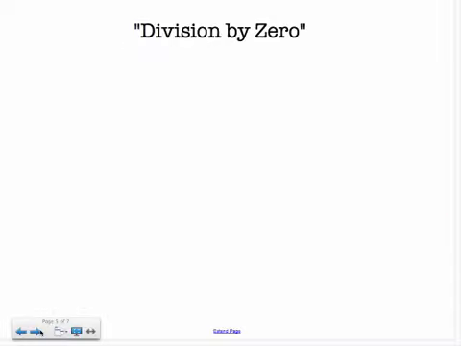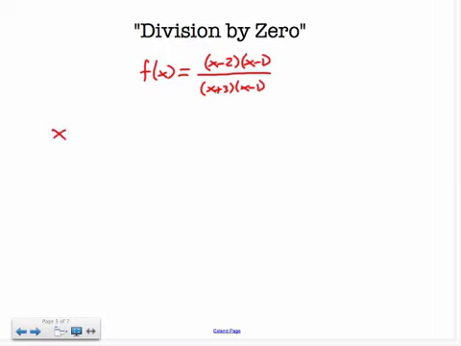Okay, now let's talk about division by zero. That's what we have seen as a reason for our last function being undefined. And there's going to be two different things that can happen when we almost divide by zero on a function's graph. So let's go back and rewrite our function f and talk about it for a second. When we factored it, it was x minus 2 times x minus 1 divided by x plus 3 times x minus 1. And x equals negative 3 and x equals 1 were the quote-unquote problem spots.